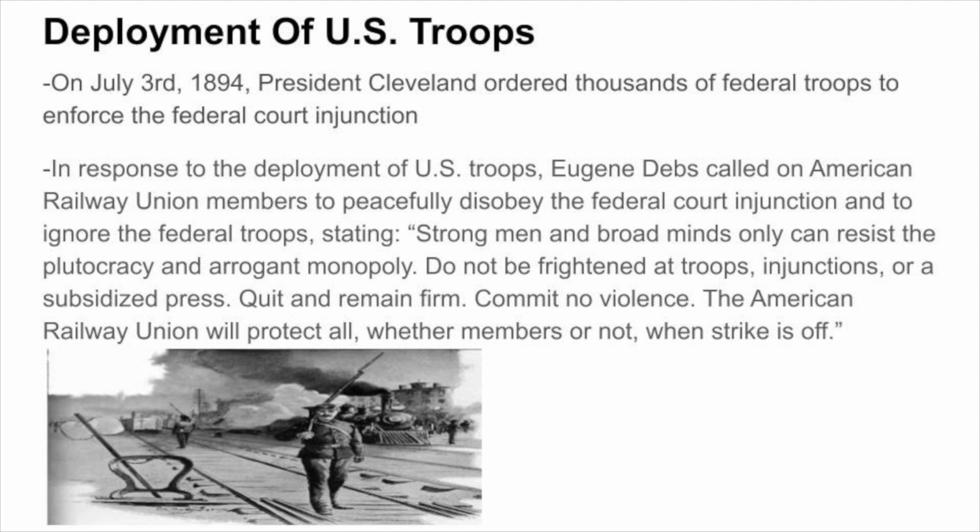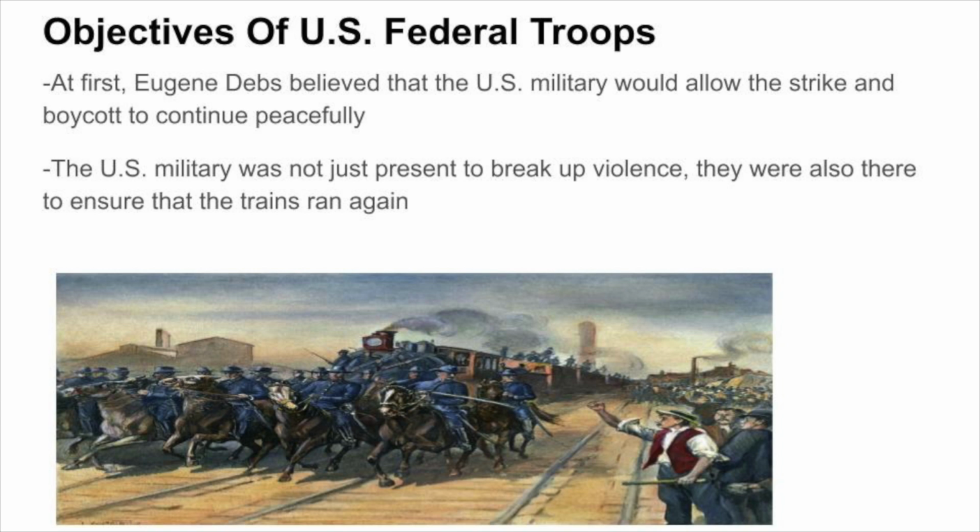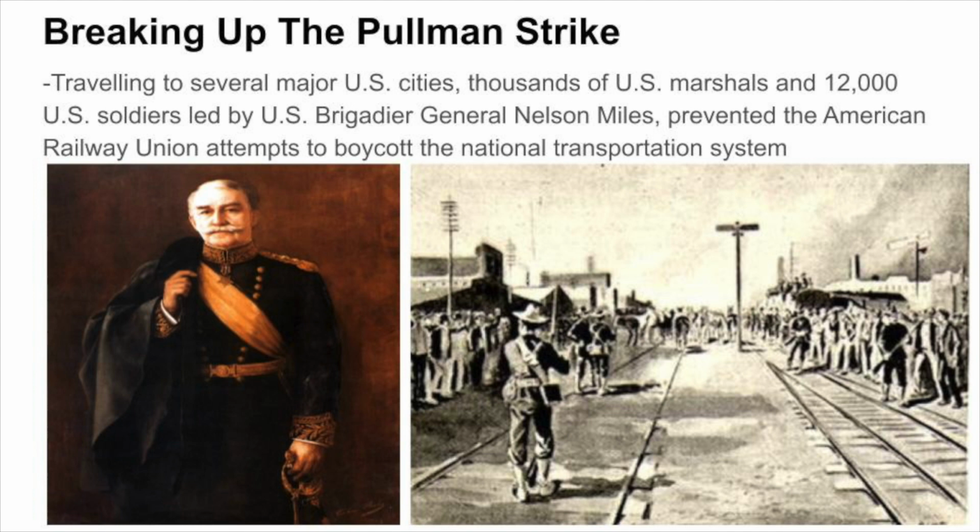At first, Eugene Debs believed that the U.S. military would allow the strike and the boycott to continue peacefully. However, the U.S. military was not just present to break up violence, they were also there to ensure that the trains ran, which severely weakened the American Railway Union's boycott. Traveling to several major U.S. cities, thousands of U.S. marshals and 12,000 U.S. troops, led by U.S. Brigadier General Nelson Miles, prevented the American Railway Union attempts to boycott the national transportation system.